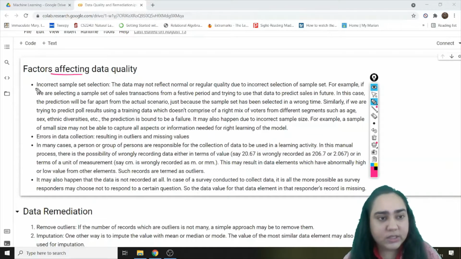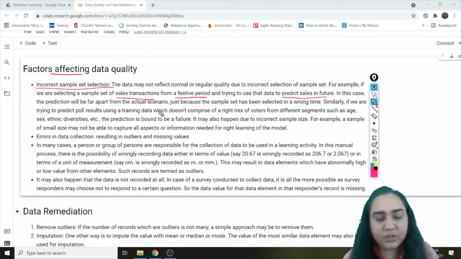So the first factor is getting an incorrect sample set selection. What happens here is that the data may not reflect normal or regular quality due to incorrect selection of sample set. An example for that is if you're having some sales transaction from a festive period, okay, that means you have some festival like Christmas or Diwali going on, and if you have some data from that time period and you are using that data to predict future sales, then that's going to be a wrong prediction because in a festival time or Diwali time, naturally the sales are higher. You cannot use that data to predict future sales.